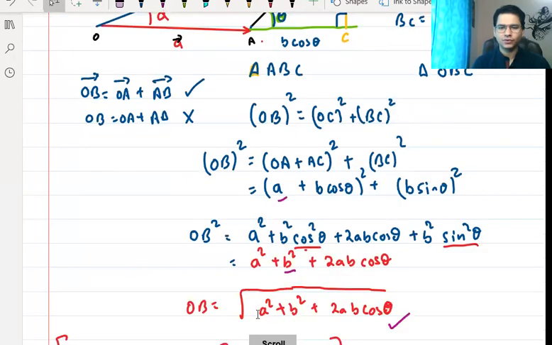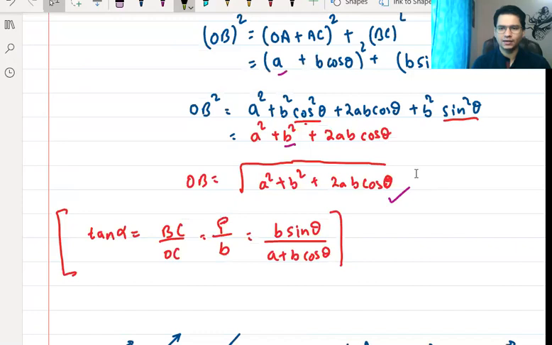So can I say, sir, OB is equal to root of a square plus b square plus 2ab cos theta, where theta is the angle between a and b. Theta is the angle between a and b, it is given. Wait, guys, my hand tool is not working.